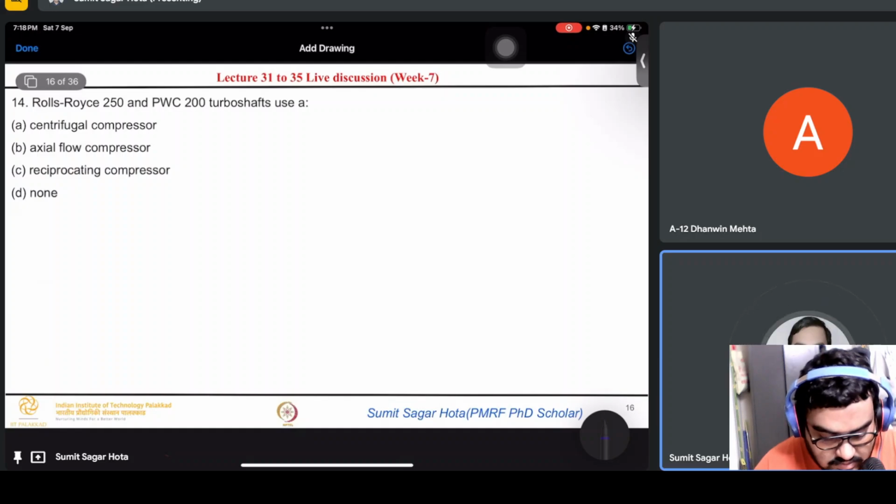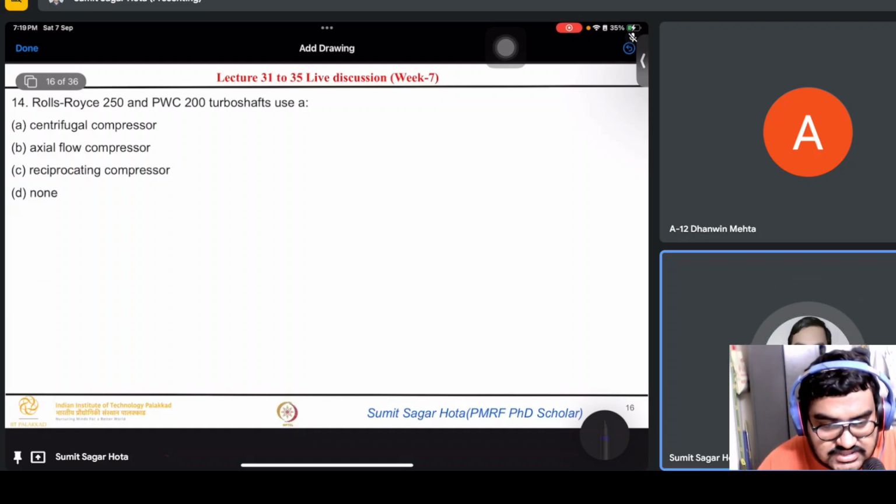Okay, so Rolls Royce, there are two kinds of engine actually. It's given Rolls Royce and PWC 200 and Rolls Royce 250, and it uses a turboshaft, okay. So if you don't know these Rolls Royce and PWC, all these things, if you only know what kind of compressor is used by turboshafts, you can actually answer the question. If you just see these two names, don't know them and leave the question, then obviously you lose the marks.